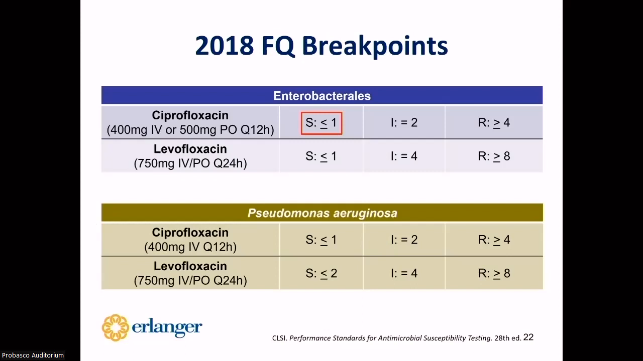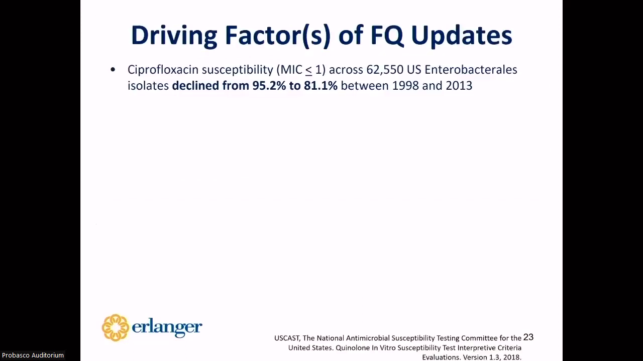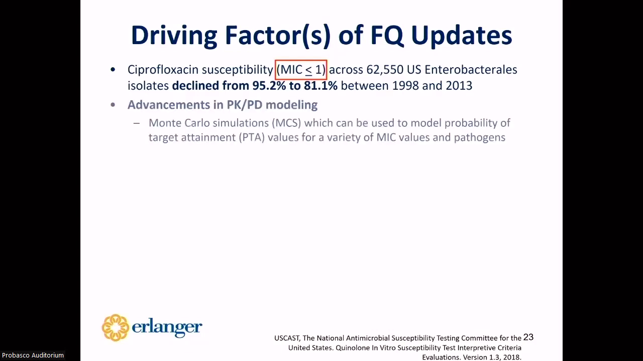And that is because when we think about why these breakpoints were updated, a big factor is when they looked at this susceptibility across a little over 62,000 isolates, it actually declined from 95% to 81% between 1998 and 2013. So this was a big red flag, and sort of prompted the discussion of what are we going to do about this. And additionally, there were a lot of advancements in PK/PD modeling.